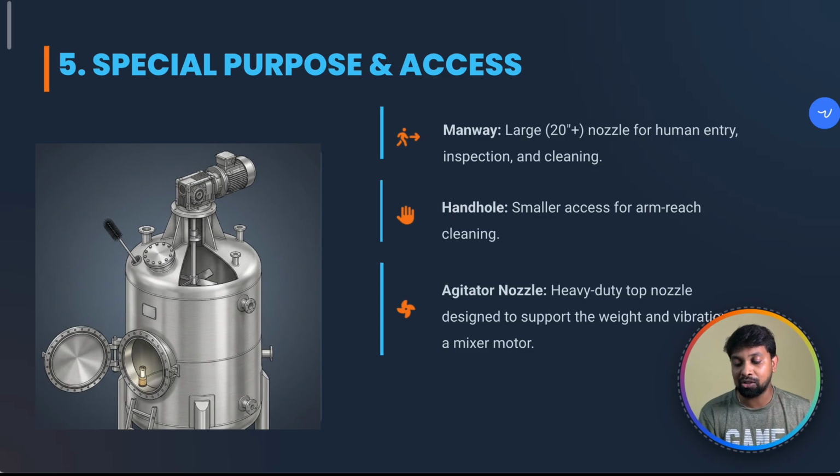Agitator nozzle is a heavy duty nozzle, mostly located on the top of the pressure vessel. Sometimes it will be available on the side of the pressure vessel also. On the side bottom it can be available, but it is not common in pressure vessels.